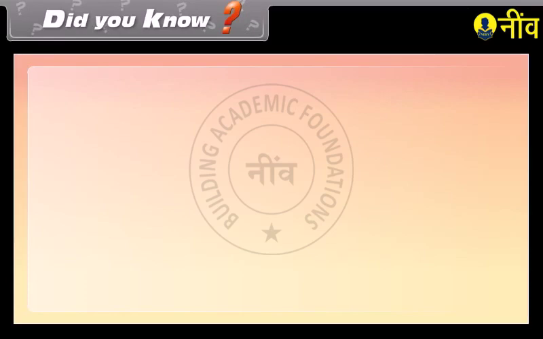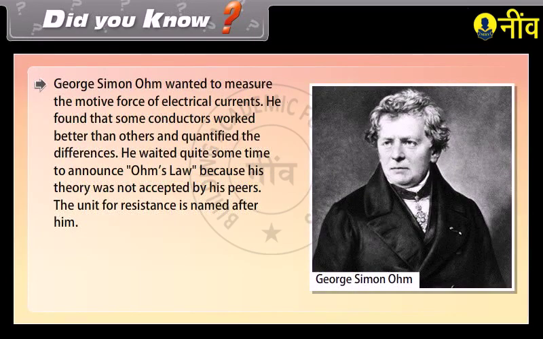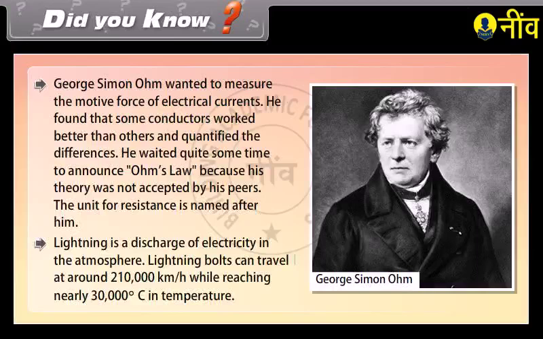Did you know? Georg Ohm wanted to measure the motive force of electrical currents. He found that some conductors worked better than others and quantified the differences. He waited quite some time to announce Ohm's law because his theory was not accepted by his peers. The unit for resistance is named after him. Lightning is a discharge of electricity in the atmosphere. Lightning bolts can travel at around 210,000 kilometers per hour while reaching nearly 30,000 degrees Celsius in temperature.